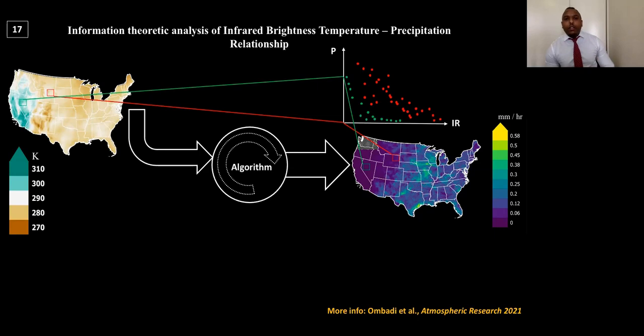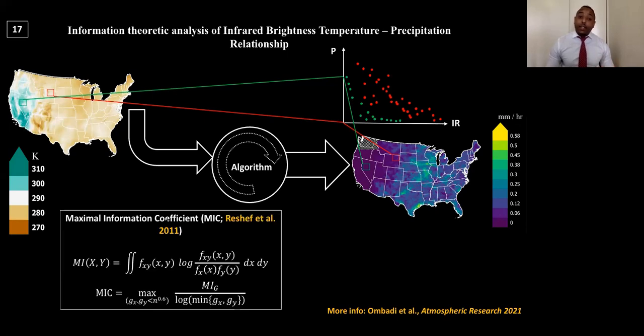So in this particular study, I was interested to analyze the relationship between the two variables across a hierarchy of spatiotemporal scales without the need of invoking some of the assumptions that are often encoded in algorithms for estimating precipitation from IR. And this really led me to explore some concepts of information theory. So the particular metric that I was using in this study is known as maximal information coefficient, MIC. And for those of you who are familiar with the basic concepts of information theory, MIC is a modified version of mutual information that is based on Shannon entropy.